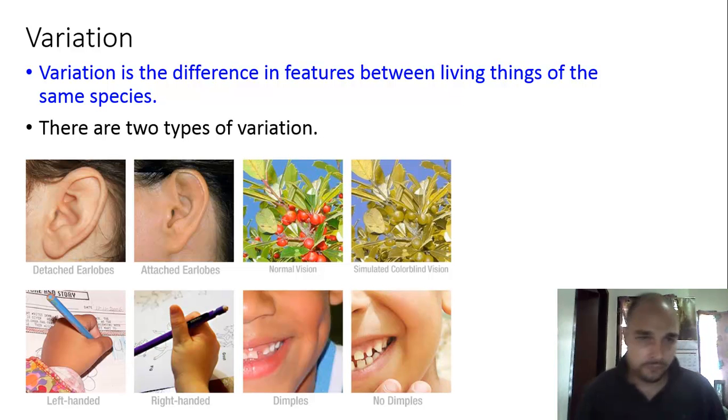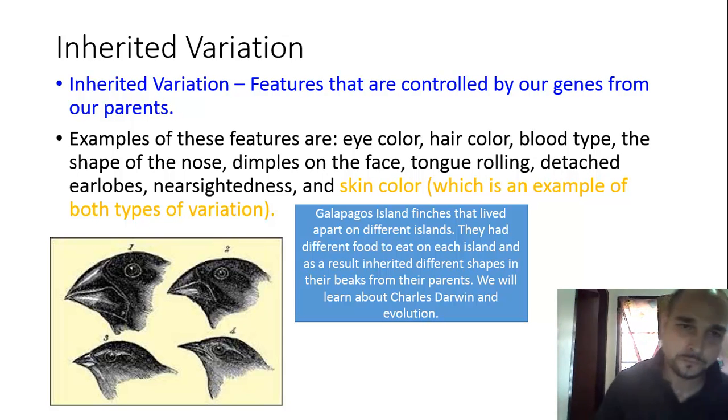Okay, variation. Variation is the difference in features between living things of the same species. Okay, so there are 4 examples right there. Detached earlobes or attached earlobes, being left-handed or right-handed, normal vision or colorblind vision. Can't tell colors. All looks the same color. And dimples in the face or no dimples. Now there are 2 types of variation. We'll talk about inherited variation first, and then we'll talk about environmental variation.